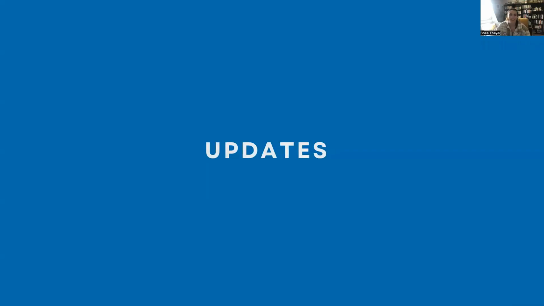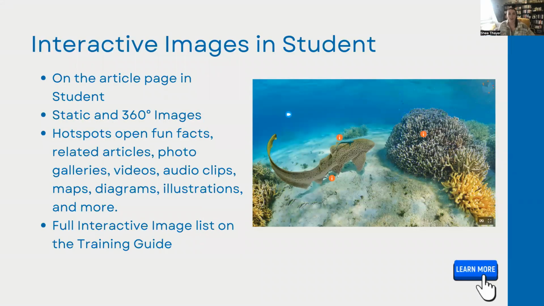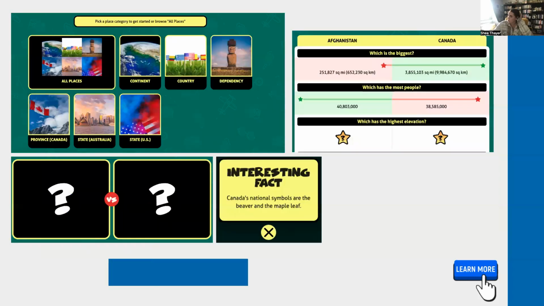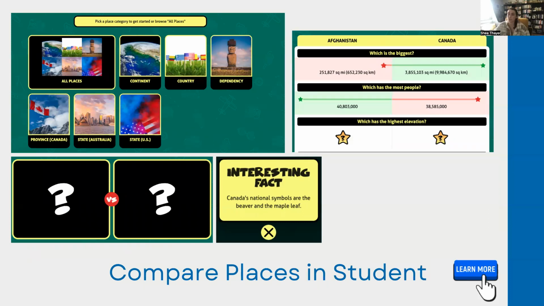Okay, so now for the exciting part, some of the updates that we've had in the past year or so. We've had interactive images added into Student. So these have hotspots that allow users to click on different hotspots to open up fun facts, photo galleries, video clips, and more. So those are fun to explore. Compare places in Student was updated. It now has an interactive element so users can guess at some of the different quick facts. And then it still has that digital Venn diagram comparing the 2 places side by side.